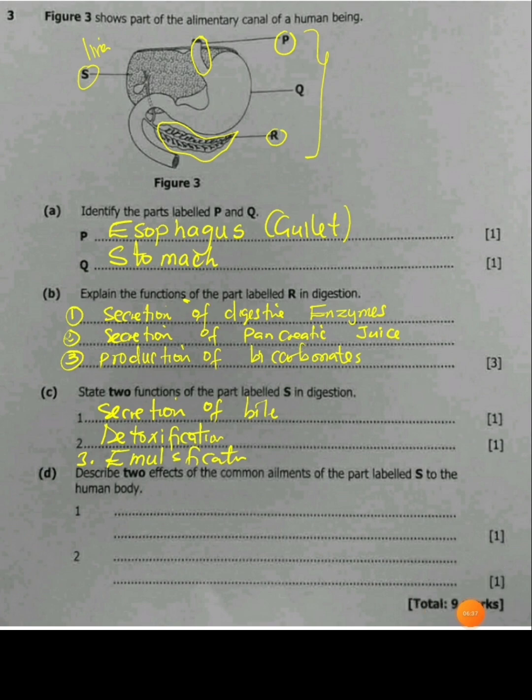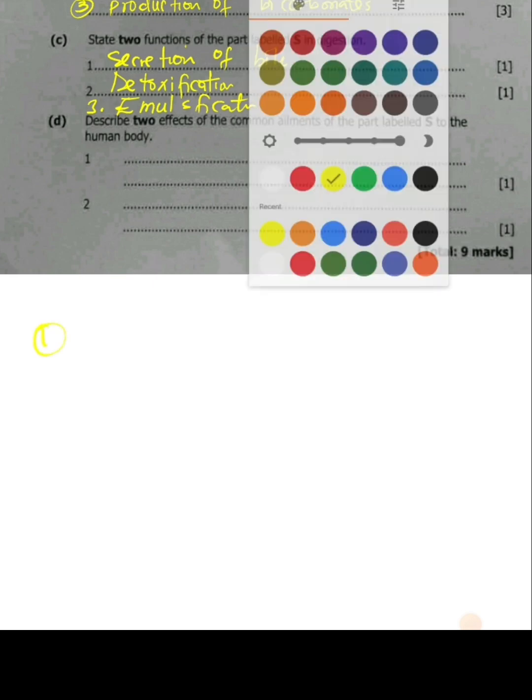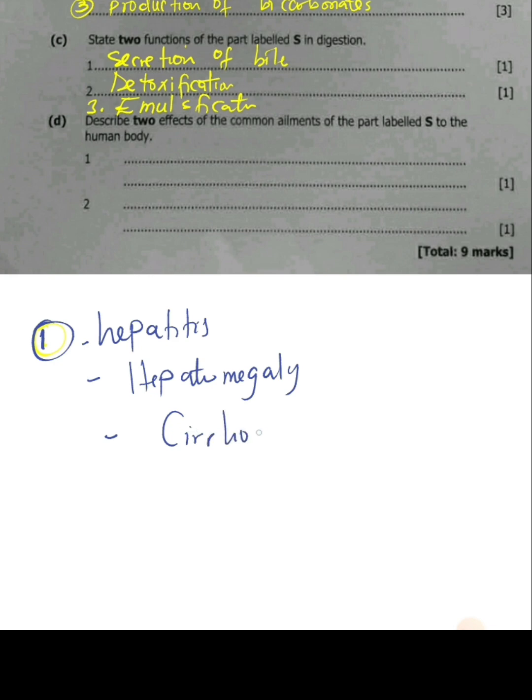So we have common ailments, such as, let me just list them here. Number one, we have hepatitis. I'm sure some of you have heard of this one. We also have hepatomegaly, and also liver cirrhosis. These are the common ailments of the liver, but what do they really do to our bodies? That's what we are saying.